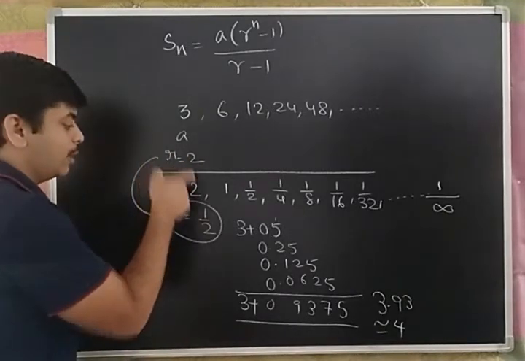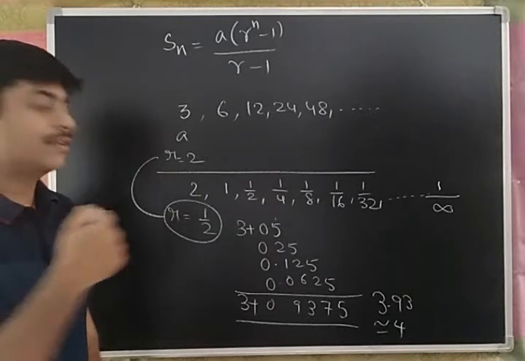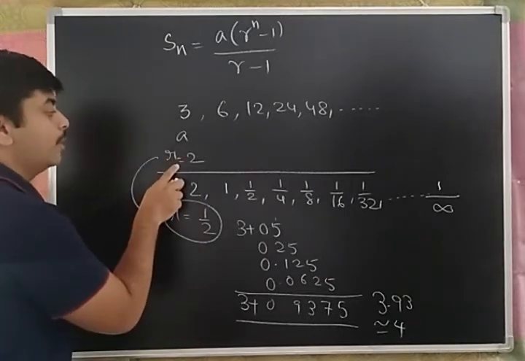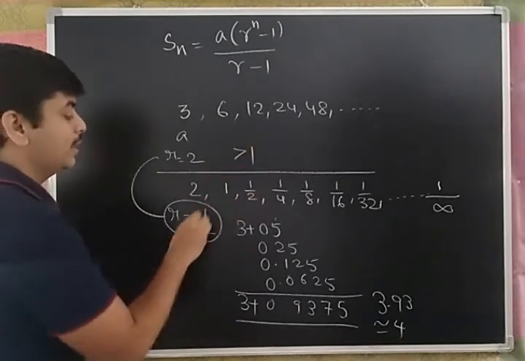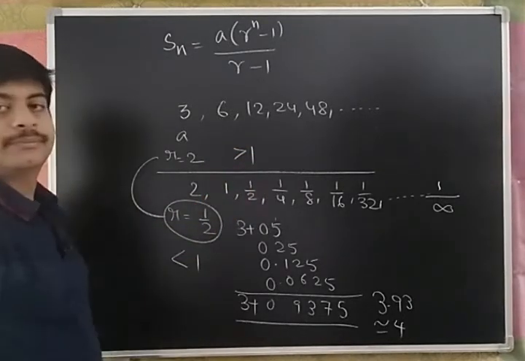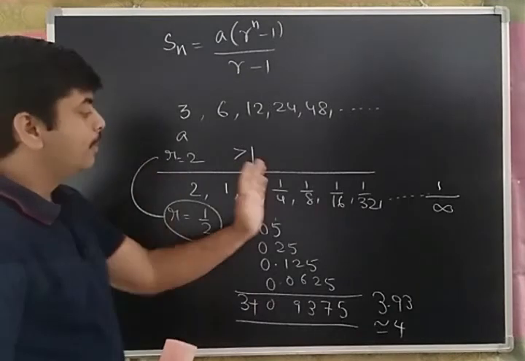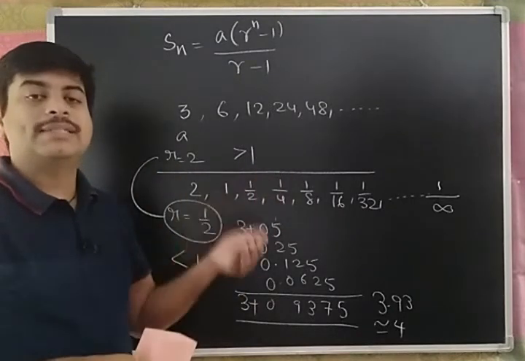2 is also a small number. 1 by 2 is also a small number. What is the difference between these two? Can you tell me? The difference is: here the common ratio is greater than 1. Here the common ratio is less than 1. Whenever we have a common ratio less than 1, as we go on multiplying, we get smaller numbers.